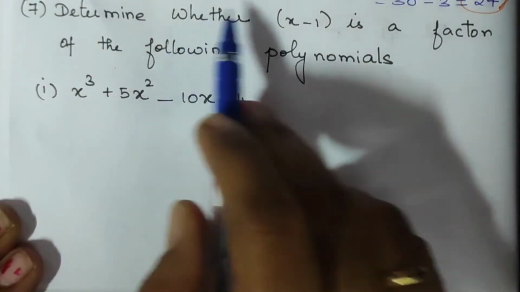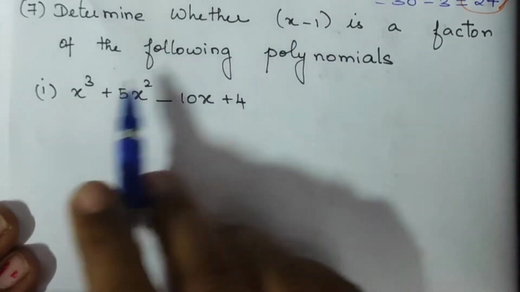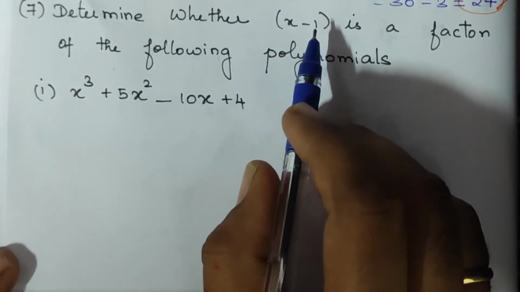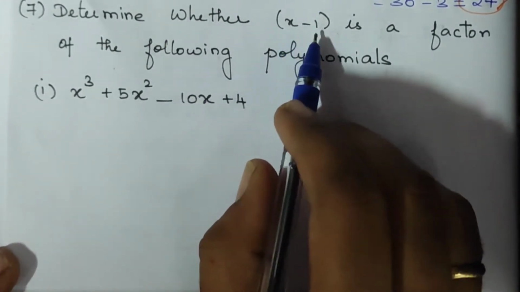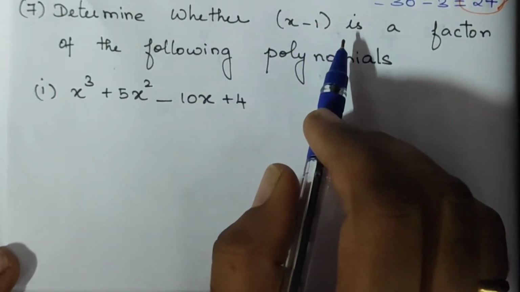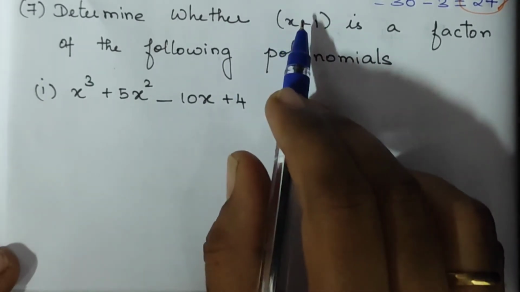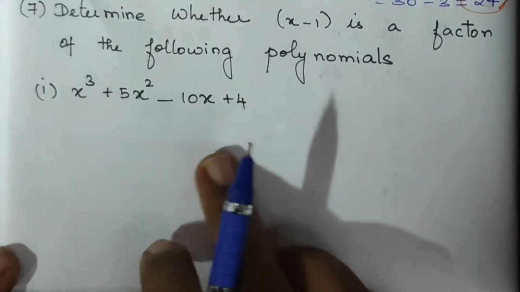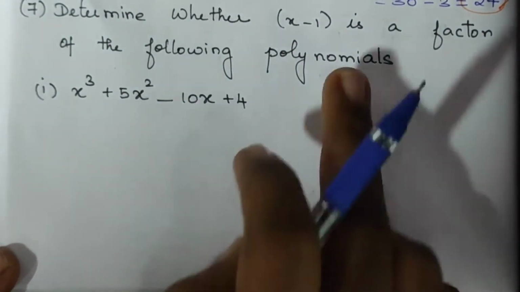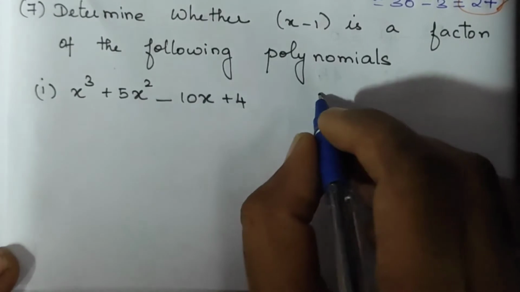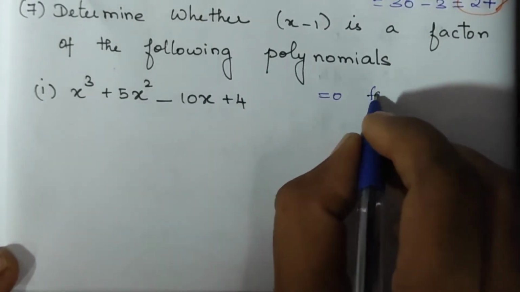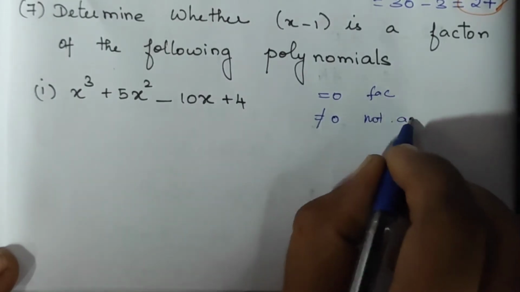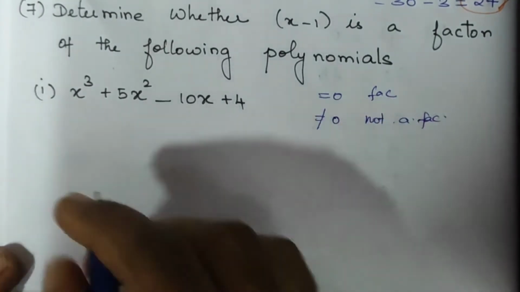Problem number 7. Determine whether x minus 1 is a factor of the following polynomial. If x minus 1 is a factor, then x minus 1 is equal to 0. When you take minus 1 to the other side, it becomes plus 1. So when you substitute that 1 in place of x, if you get 0, then it is a factor. If it is not equal to 0, then it is not a factor. Okay, that is what we are going to do now.